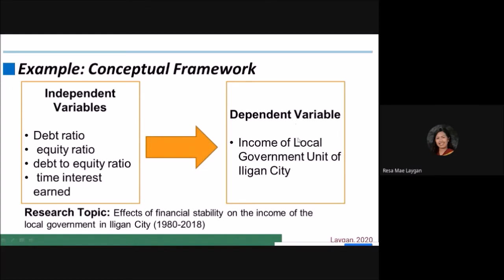And this is my dependent variable, which is the income of the local government unit of Iligan City. So it's just like that, these independent variables, as indicators of financial stability, have a direct effect on the dependent variable. So this is what a conceptual framework looks like. But again, there is no prescribed format for your conceptual framework.